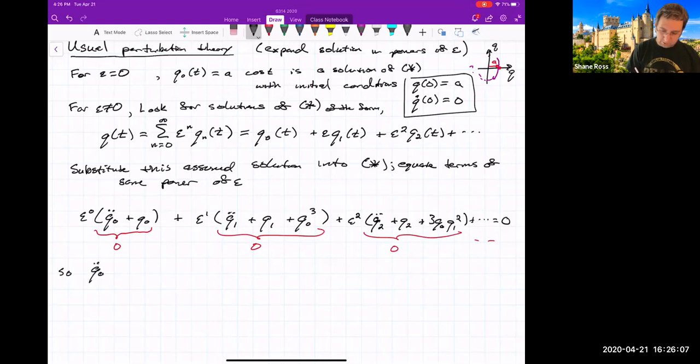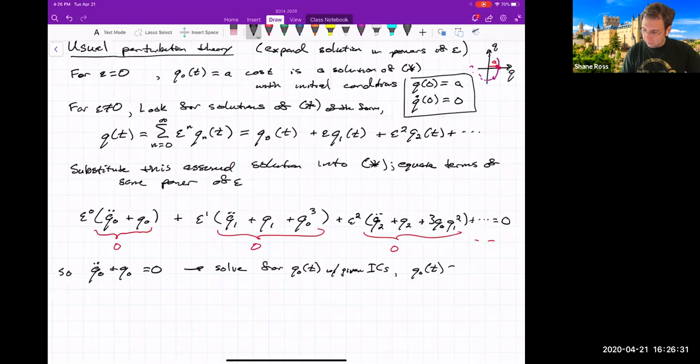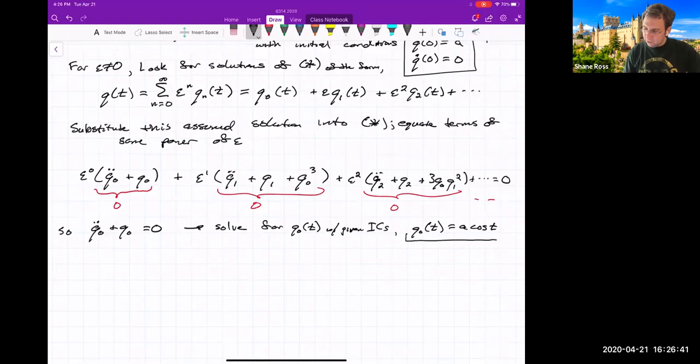So for the first one, Q0 double dot plus Q0 equals 0. Well, we've already solved that. That's basically the unperturbed system. So if you solve for Q0 as a function of time with the given initial conditions, you get the same thing that we got before, A cosine t. Okay, no big deal. And now that gives us Q0 of t, which we can then plug into here, because now we have to solve at the next level. So this was at the epsilon raised to the 0th. How about epsilon raised to the 1st?